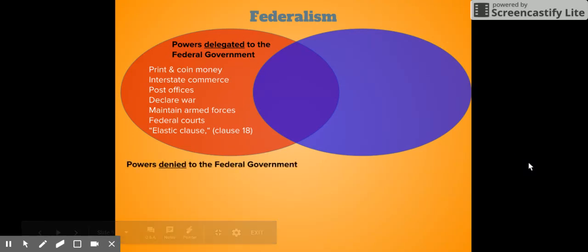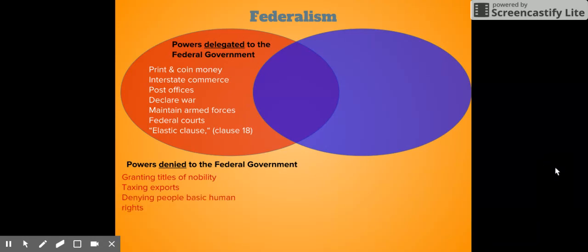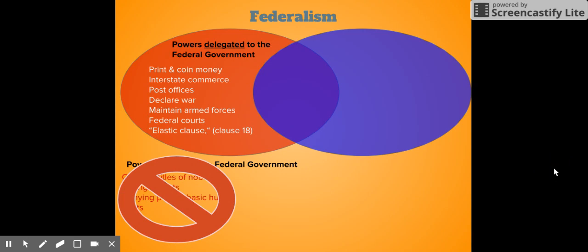There's also certain things spelled out in the Constitution that are what we call denied powers, meaning the federal government cannot do these things, like grant titles of nobility. That was a big thing. They didn't want to be like England again. Can't tax exports. Deny people basic human rights. And we're going to talk about human rights a lot. That's one of our other cornerstones this year. So there's these things that the federal government is not allowed to do.